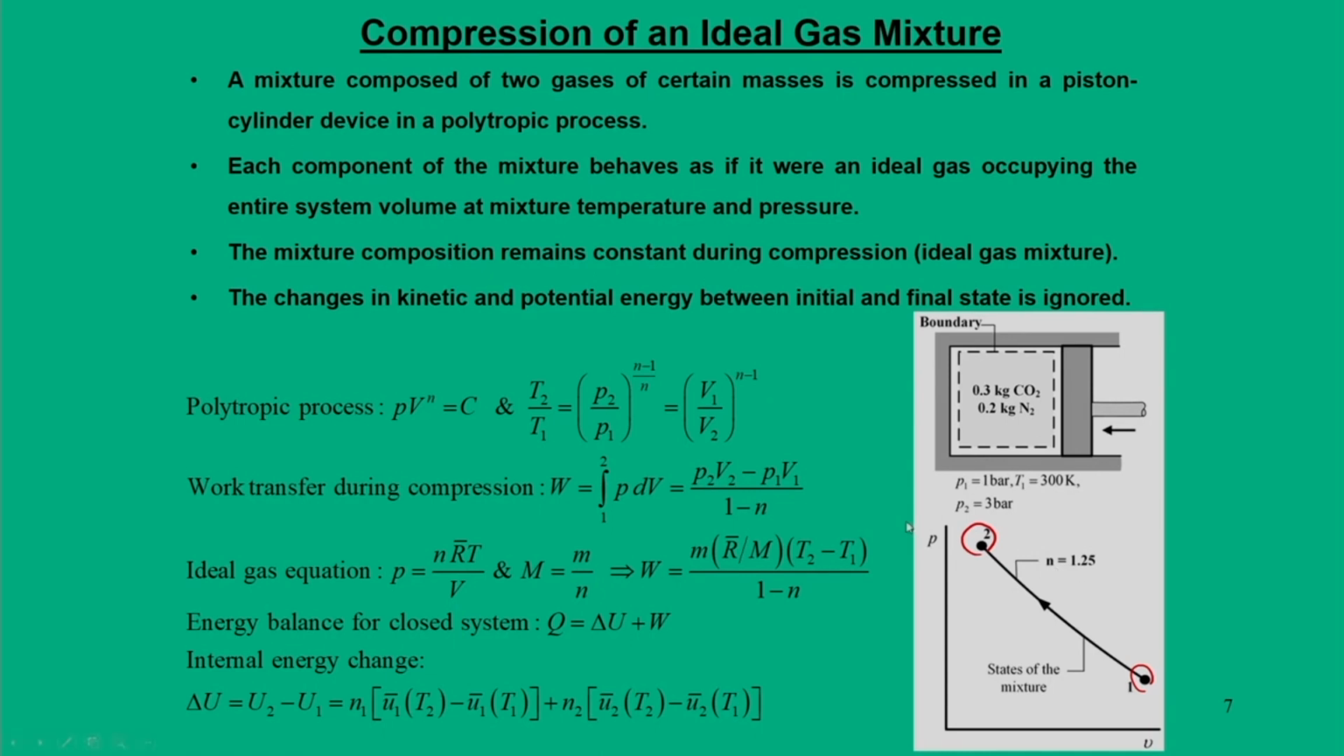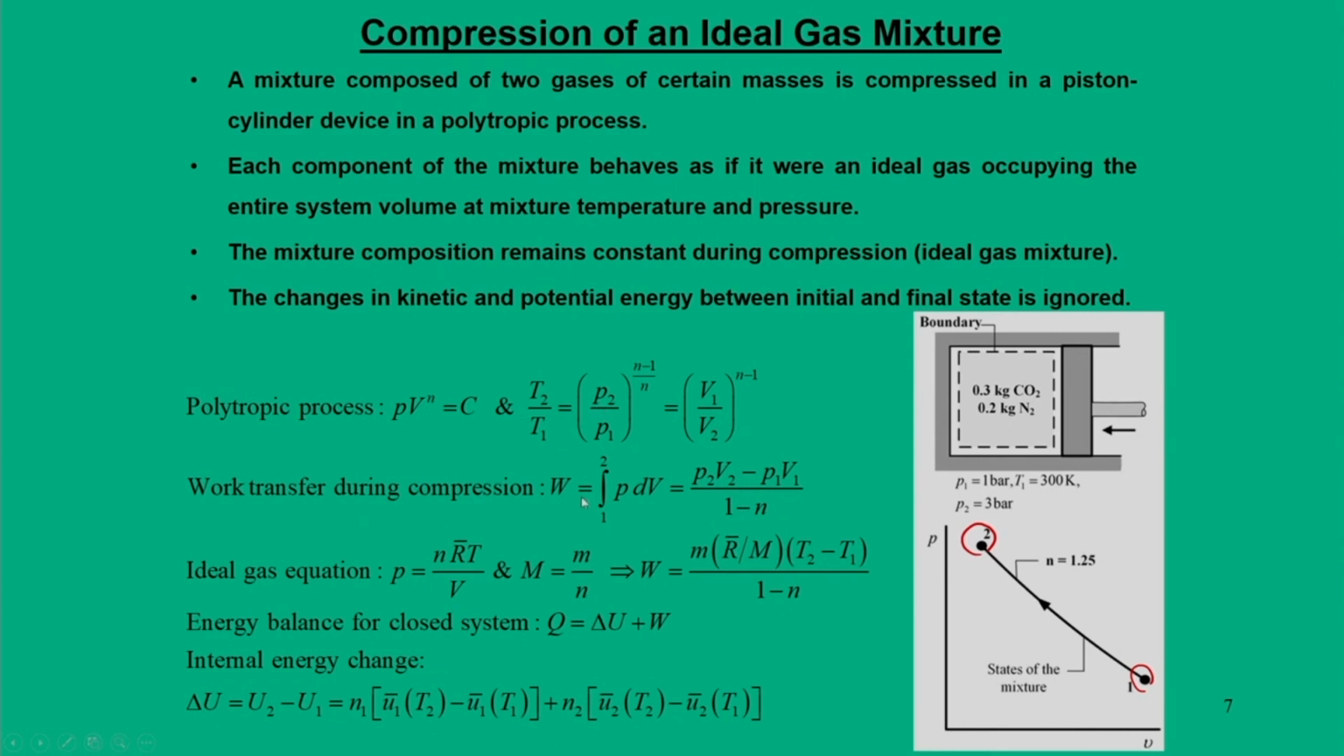Now, how are you going to calculate the overall properties of the mixture? There are certain assumptions: the changes in kinetic energy and potential energy between initial and final state are ignored. Each component of the mixture behaves as if it were an ideal gas occupying the entire system volume at mixture temperature and pressure. The mixture composition remains constant during the compression. With these assumptions, we can write the polytropic equation PV^n equals constant. Side by side we can find the pressure, temperature and volume relations between the initial and final states.